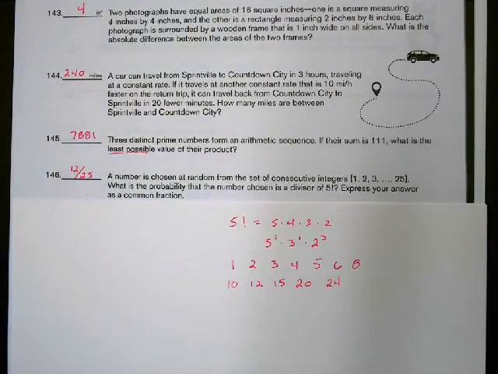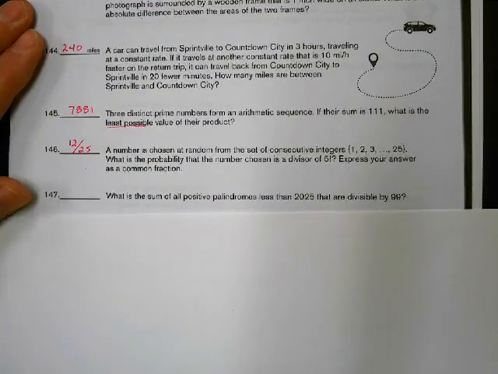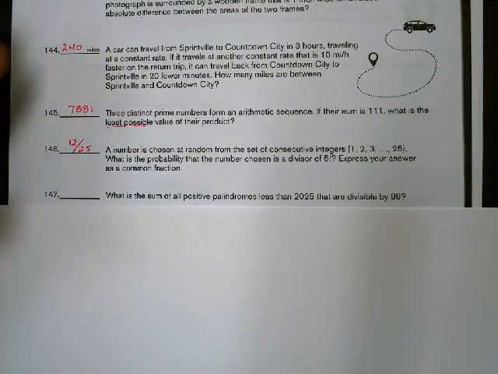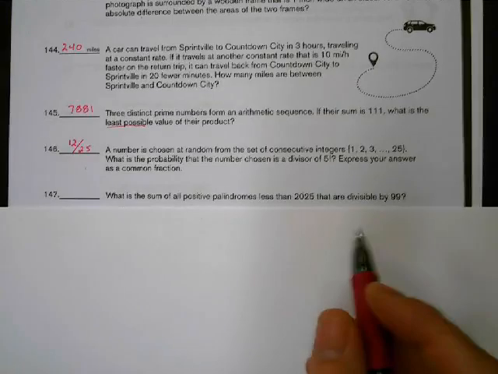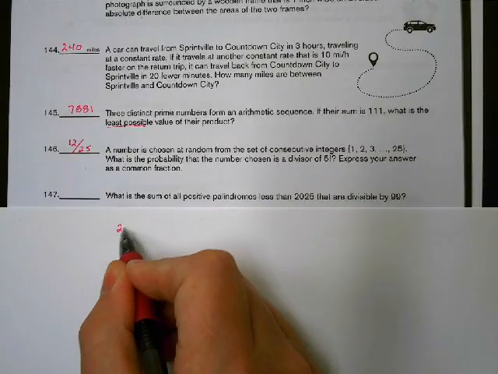Oh, that's embarrassing. All right, number 47. What is the sum of all possible palindromes less than 2025 that are divisible by 99? This one was ridiculous. Okay, so a palindrome, remember, has to be the same backwards and forwards. I just started with 2002. Okay, so that's the biggest palindrome up to 2025.